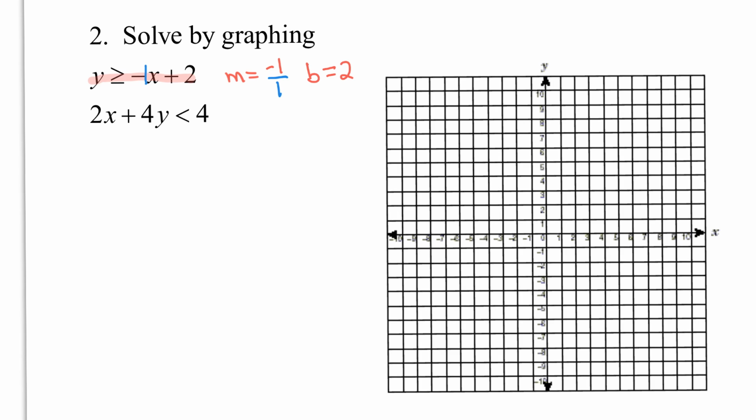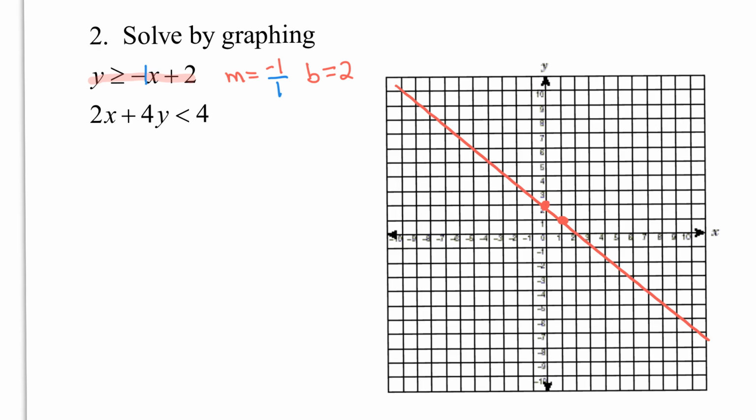So now I graph it. I go to the 2 on the y-axis. I go down 1, that is my slope, negative 1 and 1 to the right. So my other point is going to be here. And look at the inequality. Inequality has a line on the bottom. So that means solid. So I'm going to make my solid line. And once I have my line, I need to check what side to shade.